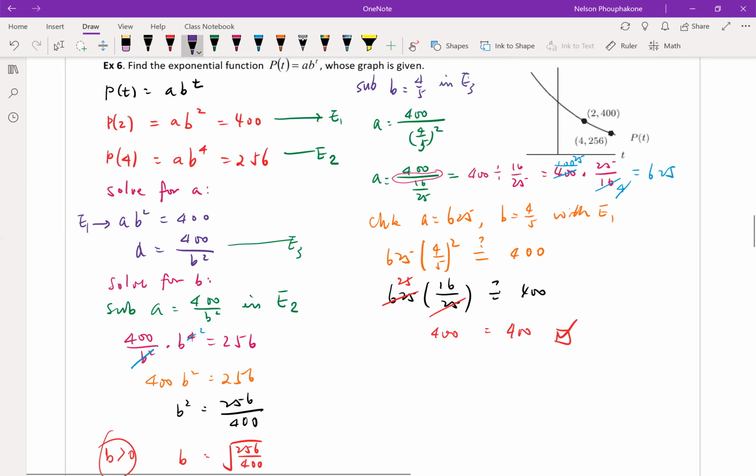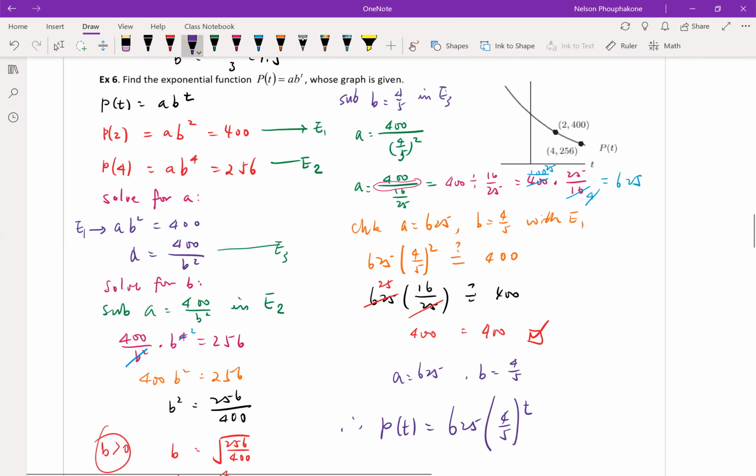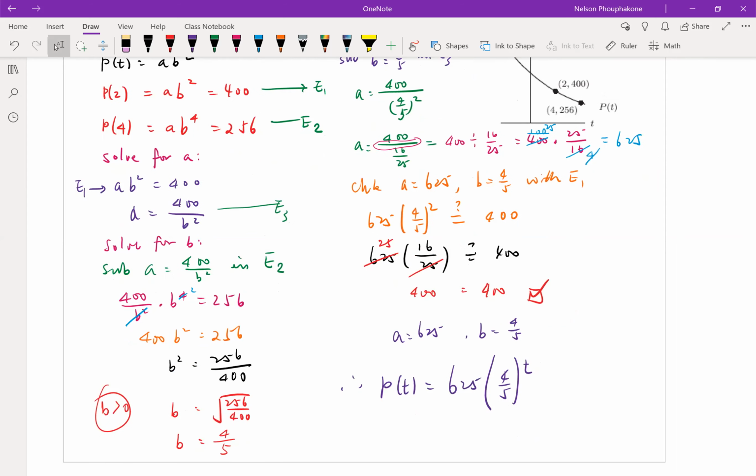So therefore, in this case, I have A equal to 625 and B equal to 4/5. So therefore, I have P of T is 625 times (4/5) to the T. So again, remember to work with the system of equations. First, you solve for B, then A. After we find B, then you plug it in to find A.